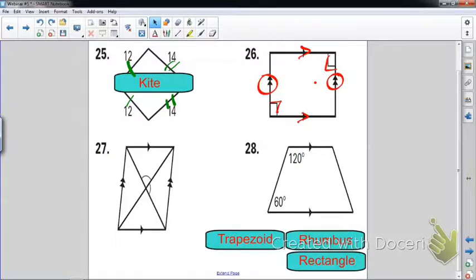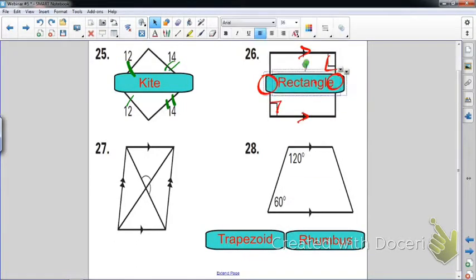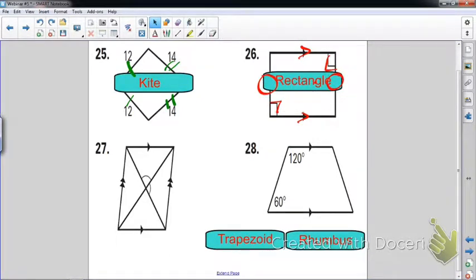So let's continue. So 26, still a little iffy, right, as to what it is, but it turns out that it's a rectangle. So this would be a rectangle, right?